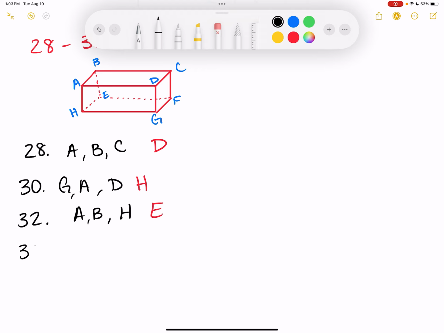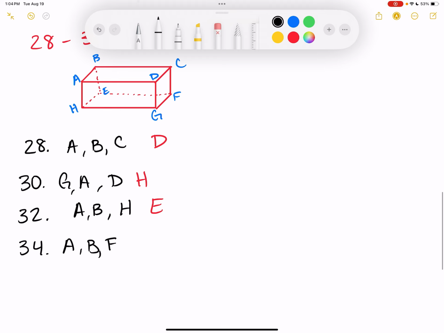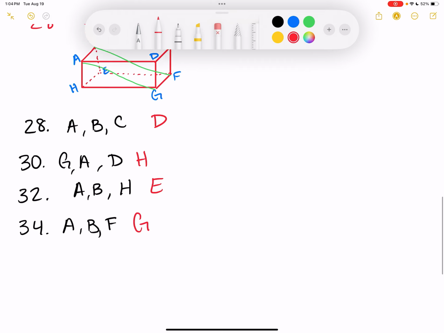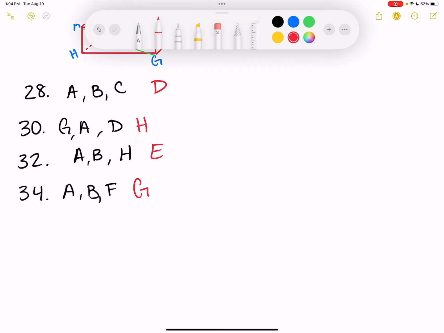And then one that's going to require us to think a little bit more, 34, is A, B, and F. Okay, so even though we can't see it, there's technically another plane that goes at a diagonal through this. So essentially we've got another plane that's coming down through that in both directions. So this plane would be A, B, F, and G. So G would be this one. Any questions on those ones?